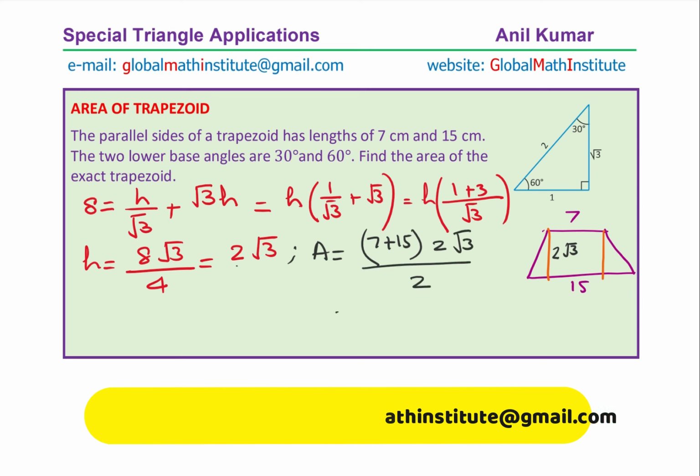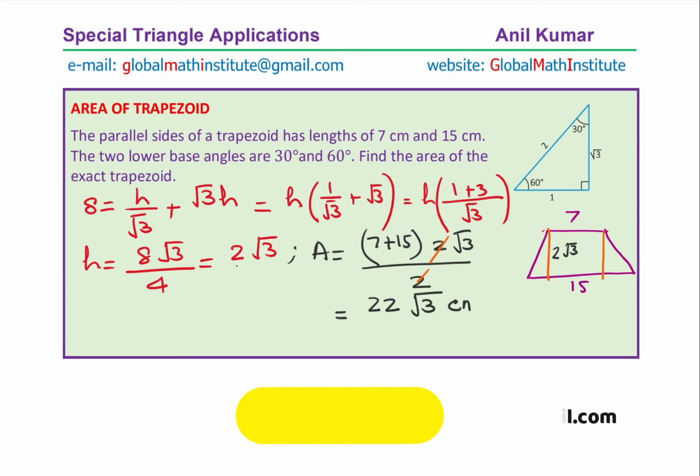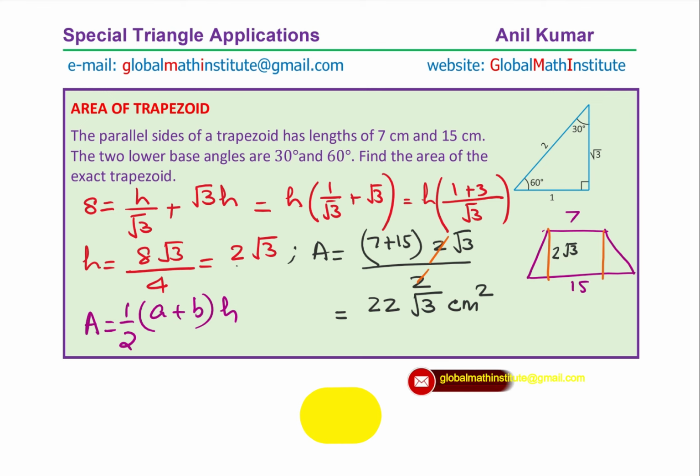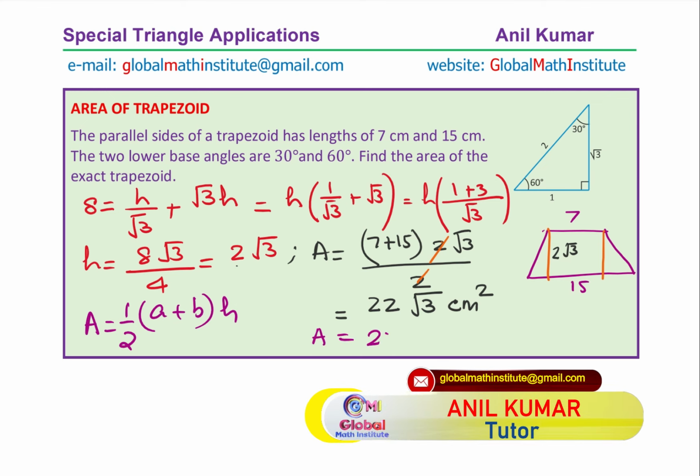That's the formula, right? So 7 plus 15 is 22. You could actually cancel these 2's, and so you get 22 square root 3, the unit being centimeter squared. Perfect. So remember, the formula for the area of a trapezoid is a plus b times height divided by 2, or I can write half times. That's the formula which I've just used. And so in the given circumstances, we have area A equal to 22 square root 3 centimeters squared.